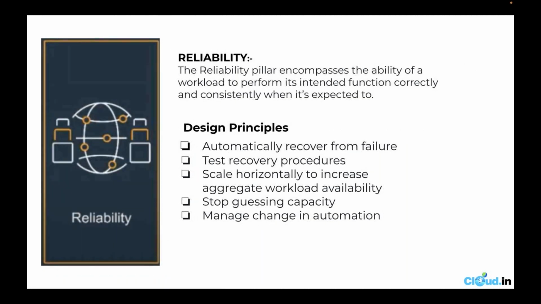Next pillar is the reliability pillar. The reliability pillar is focused on ensuring that the application and systems are designed in such a way that they are highly available, they are scalable, and they are fault tolerant. This pillar encompasses several key best practices that help to achieve high reliability in your cloud architecture. So basically, following this pillar, you can achieve high availability of your application. Your application will scale as needed, and it will be fault tolerant.